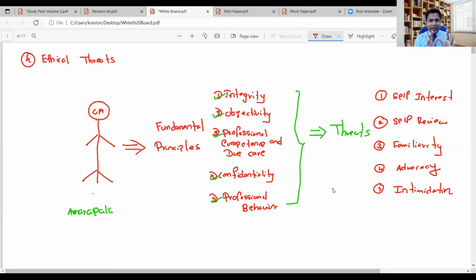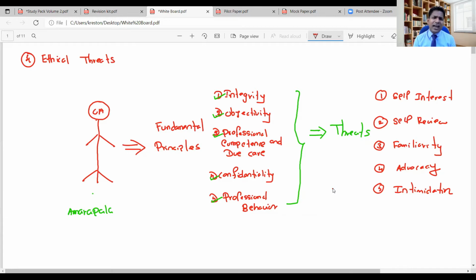right? As a chartered accountant, when you try to maintain these 5 fundamental principles, the environment is not supporting you to maintain them as they are, because the environment will give you challenges, or the professional relationships or dealings with people will give you challenges to maintain these 5 fundamental principles. Those are called threats. One is self-interest, another is self-review, another is familiarity, advocacy, and intimidation, right? Self-interest, self-review, familiarity, advocacy, and intimidation.